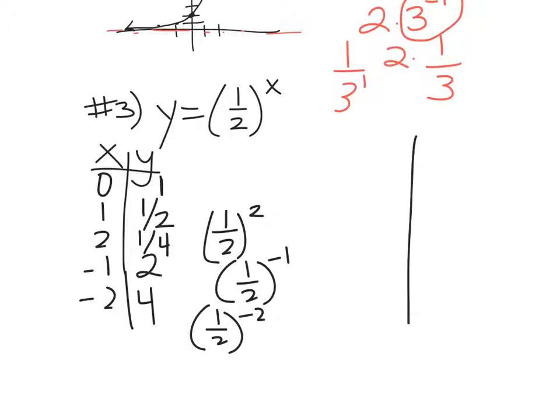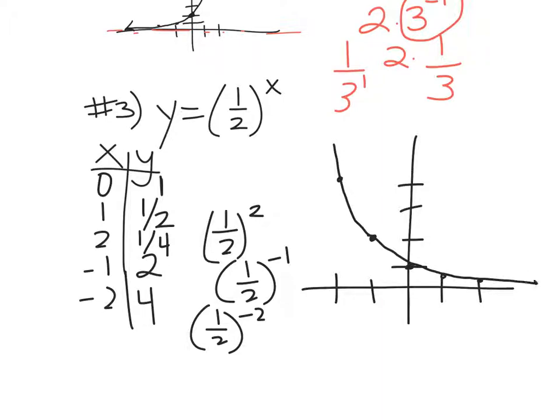Okay, so let's graph this one. All right, so I have 0, 1. And then we have 1, 1/2. 2, 1/4. It's getting closer and closer to 0. If I go on the other side, I'm at -1, 2, and -2, 4. Ooh, see this graph? It's starting out really high and then it's going really slowly down, or quickly down, to reach the asymptote again. Okay?